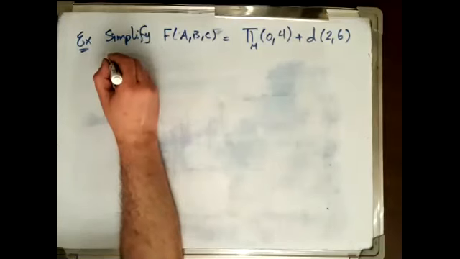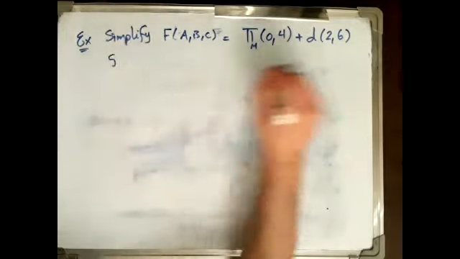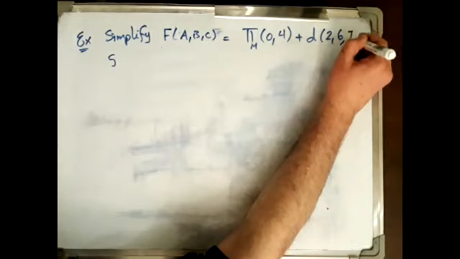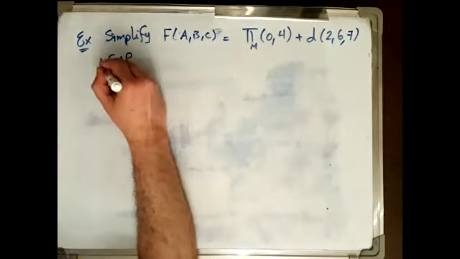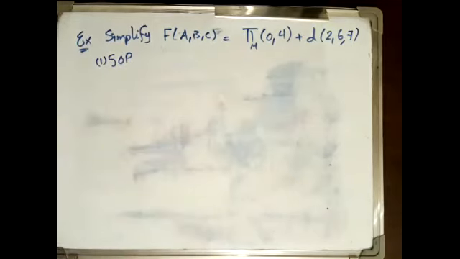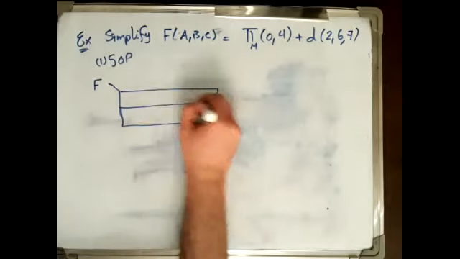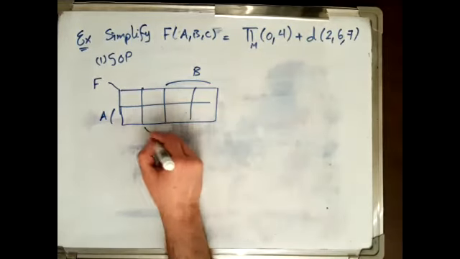We want to simplify this. Let's take the two cases. Sum of product. Let me add one more here, 7. I will add 7, just to demonstrate something. So this is don't care. As a sum of product, initially, the first requirement is to find it as a sum of product. So simply, you say f, and this is A, this is B, this is C.